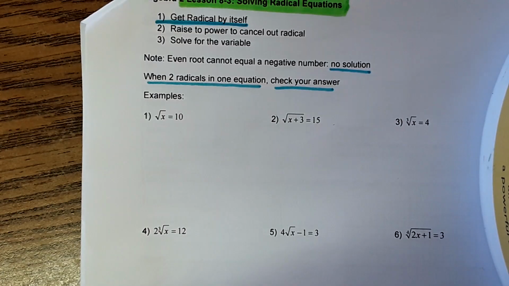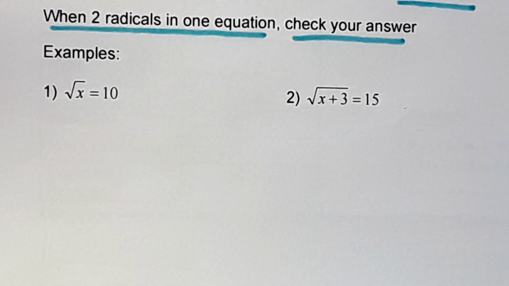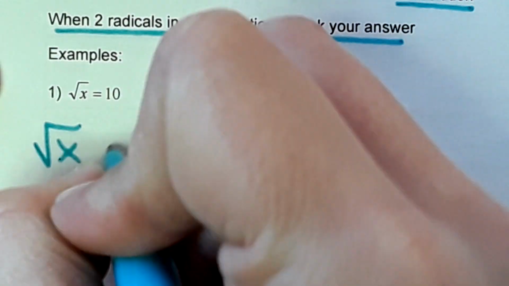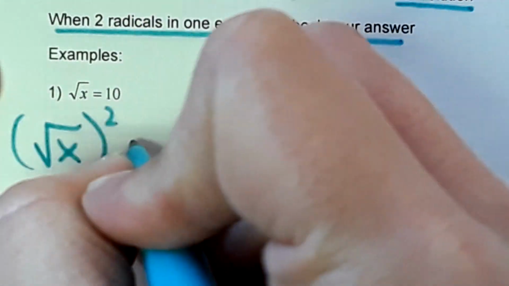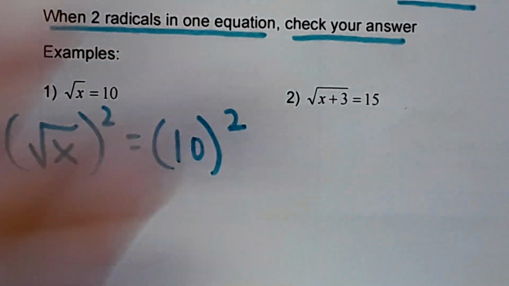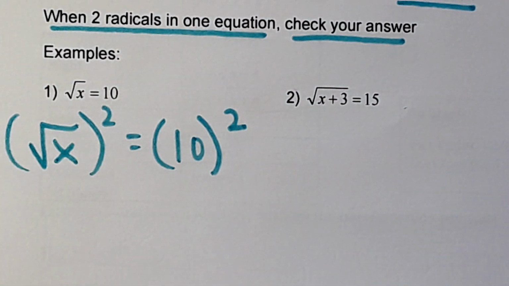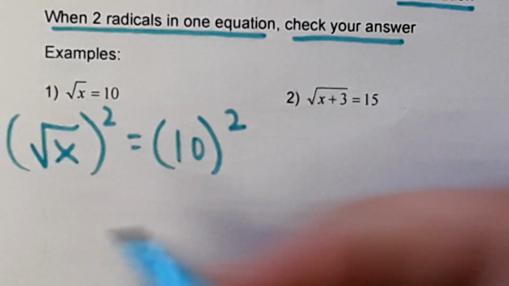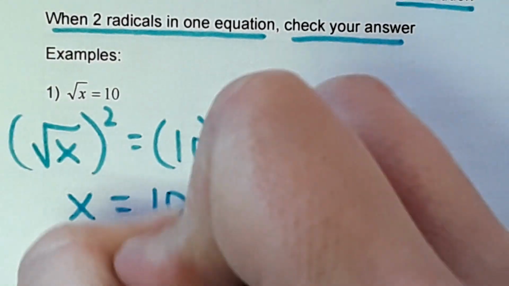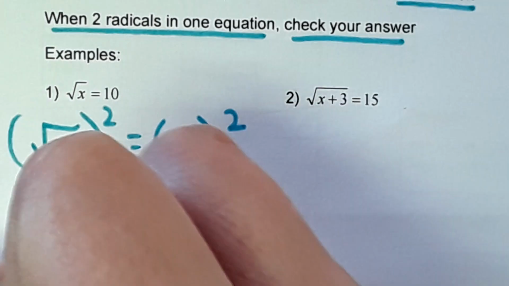Okay, so starting with the first one, of course it starts out simple. We just have square root of x equals 10. So to get rid of this radical, we just square it. But whatever you do to one side of the equation, you also have to do to the other. So in squaring this just becomes x, and then 10 squared, 10 times 10 is 100. So the answer is 100.